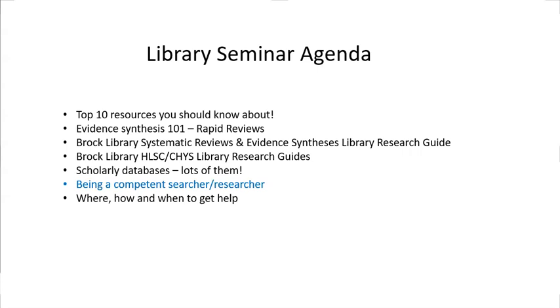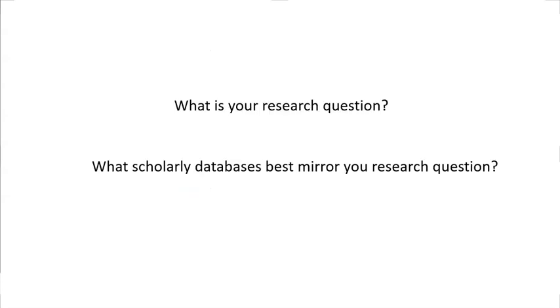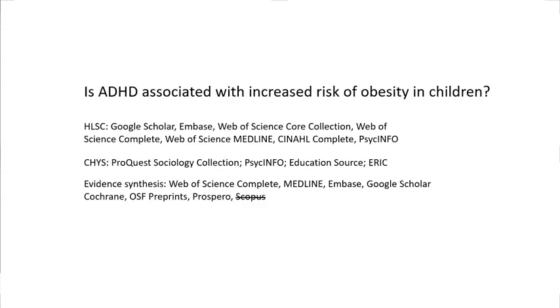Scholarly databases, there's lots of them, which ones to pick. And being a competent searcher and researcher: what scholarly databases best mirror your research question? What is your research question? Are you set on it? Test, try. Did you use Google, Advanced Google, Google Scholar to see what was out there? It's important to kind of come to this with an open mind. So here's my research question. There's the Health Sciences CHYS and Evidence Synthesis databases I could use.